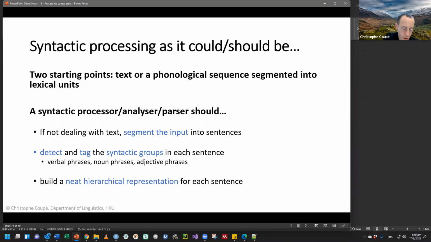And what linguists like very much to do is build some sort of tree for the sentence, a neat, clean, hierarchical representation of each sentence. That's what linguists like to do a lot. And if you ask a linguist, that's what he or she would expect the computer to produce if it tackled the task effectively. That's what you want. That's what you wish you could have.